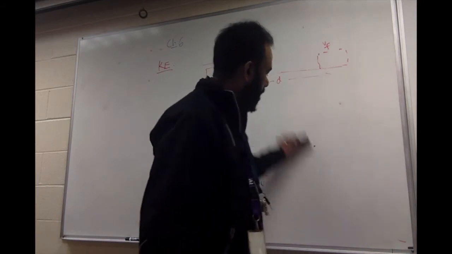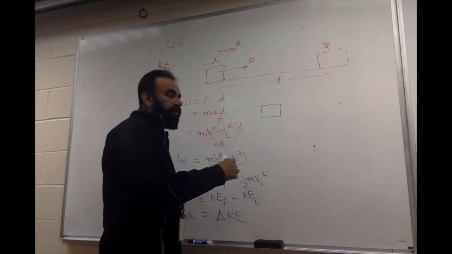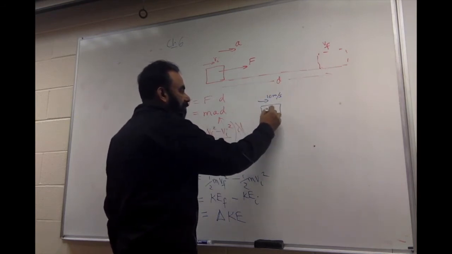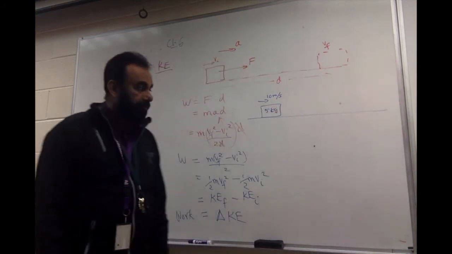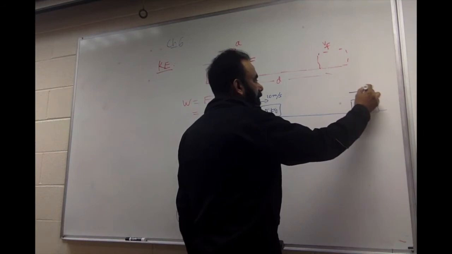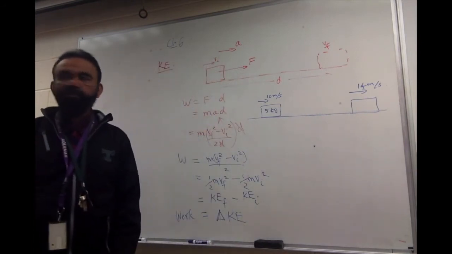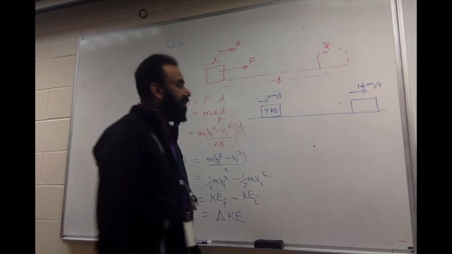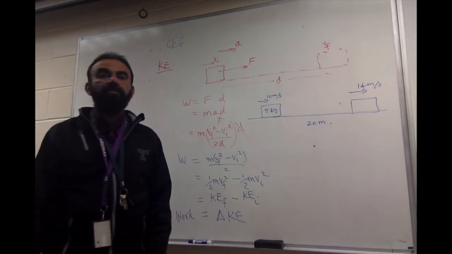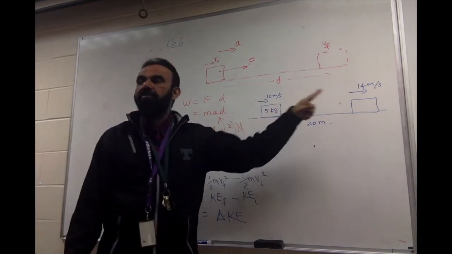An example would be an object of 5 kilograms that was moving with a speed of 10 meters per second. A force begins to act on it, and the object picks up a speed of 14 meters per second. It goes from 10 to 14 meters per second, and by the time it has moved 20 meters, what force was responsible for this change of kinetic energy? So what was the force that really made this difference?